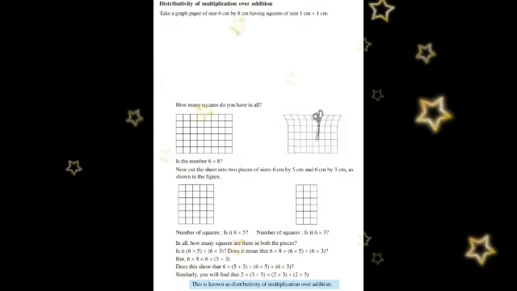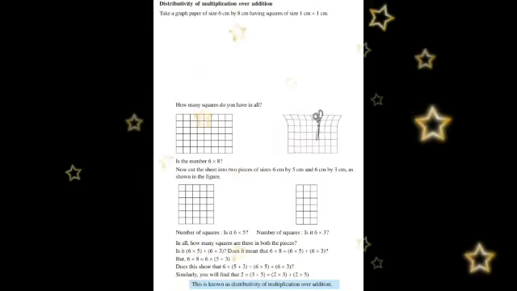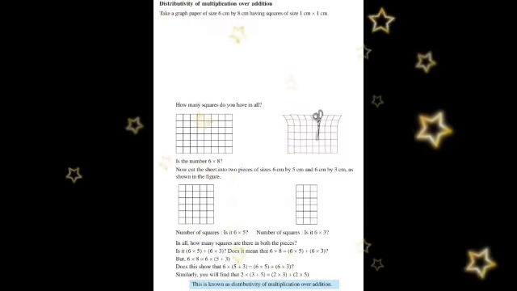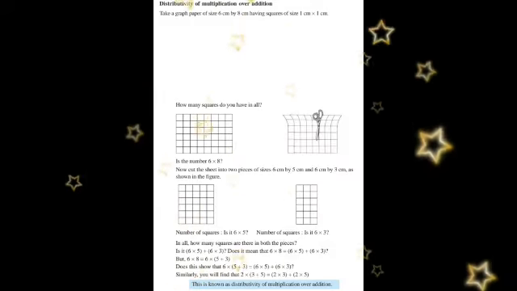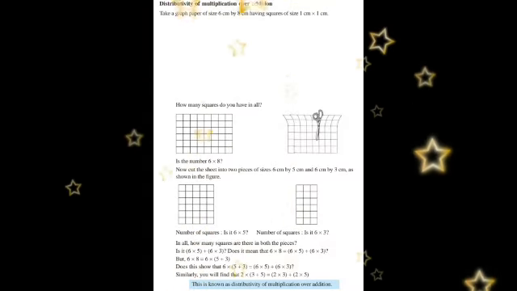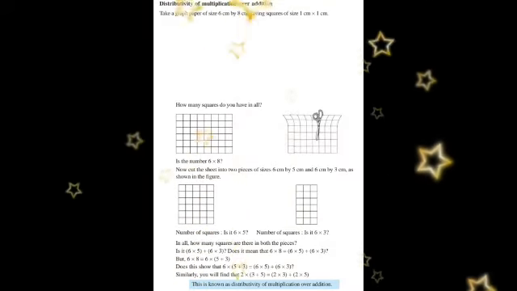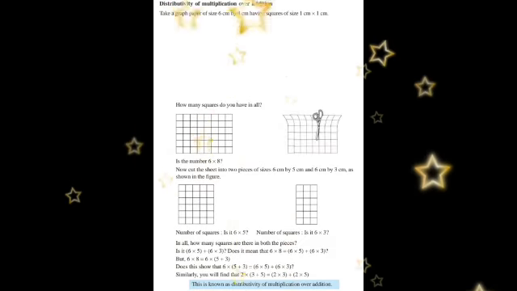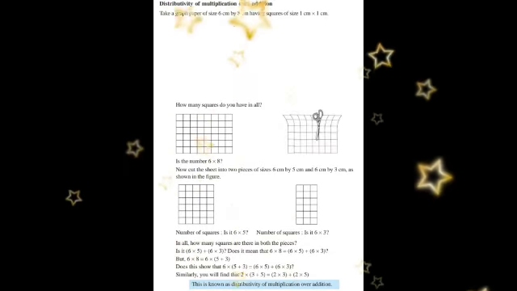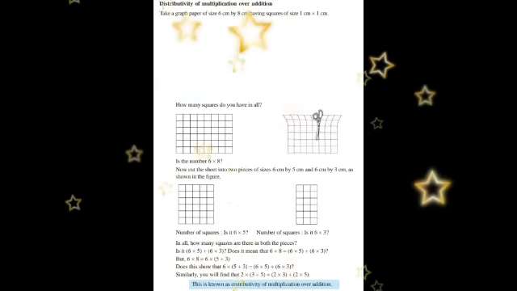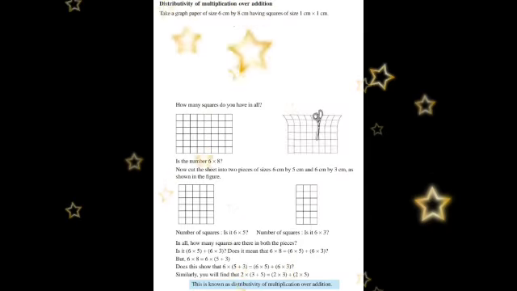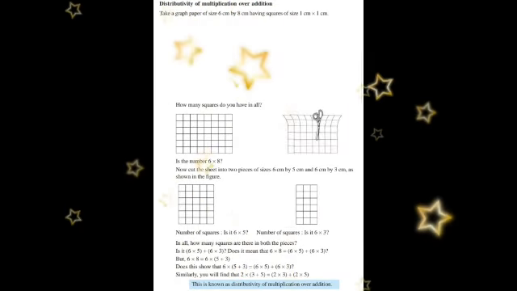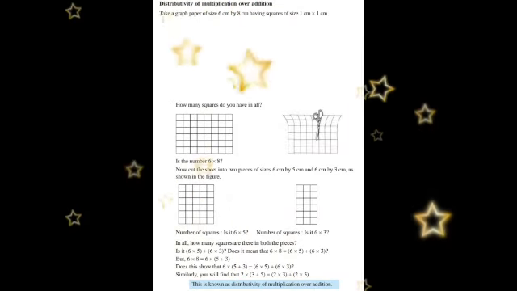Now cut the sheet into two pieces of sizes 6 cm by 5 cm and 6 cm by 3 cm, as shown in the figure. Number of squares, is it 6 into 5? Count the boxes. Number of squares, is it 6 into 3? Yes, no, children? In all, how many squares are there in both the pieces?